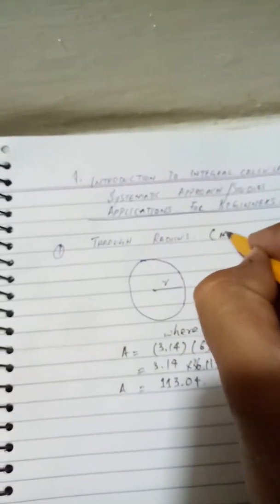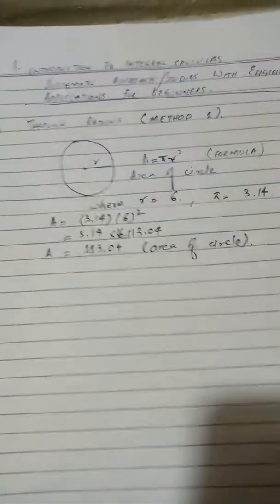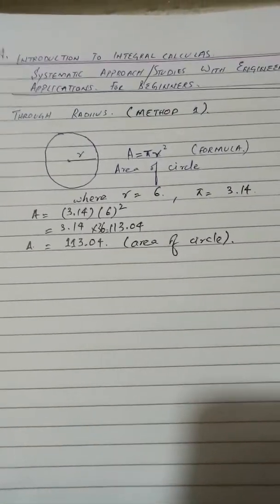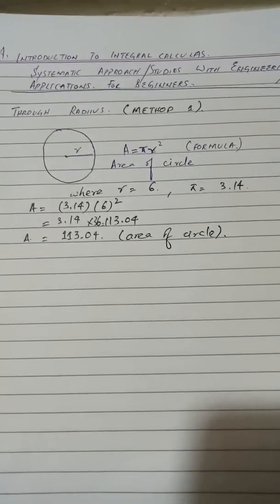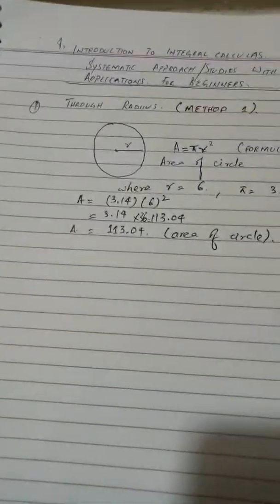by method 1, that is through the radius. I hope the display is clear to you. If not, please mention it in the comment section.